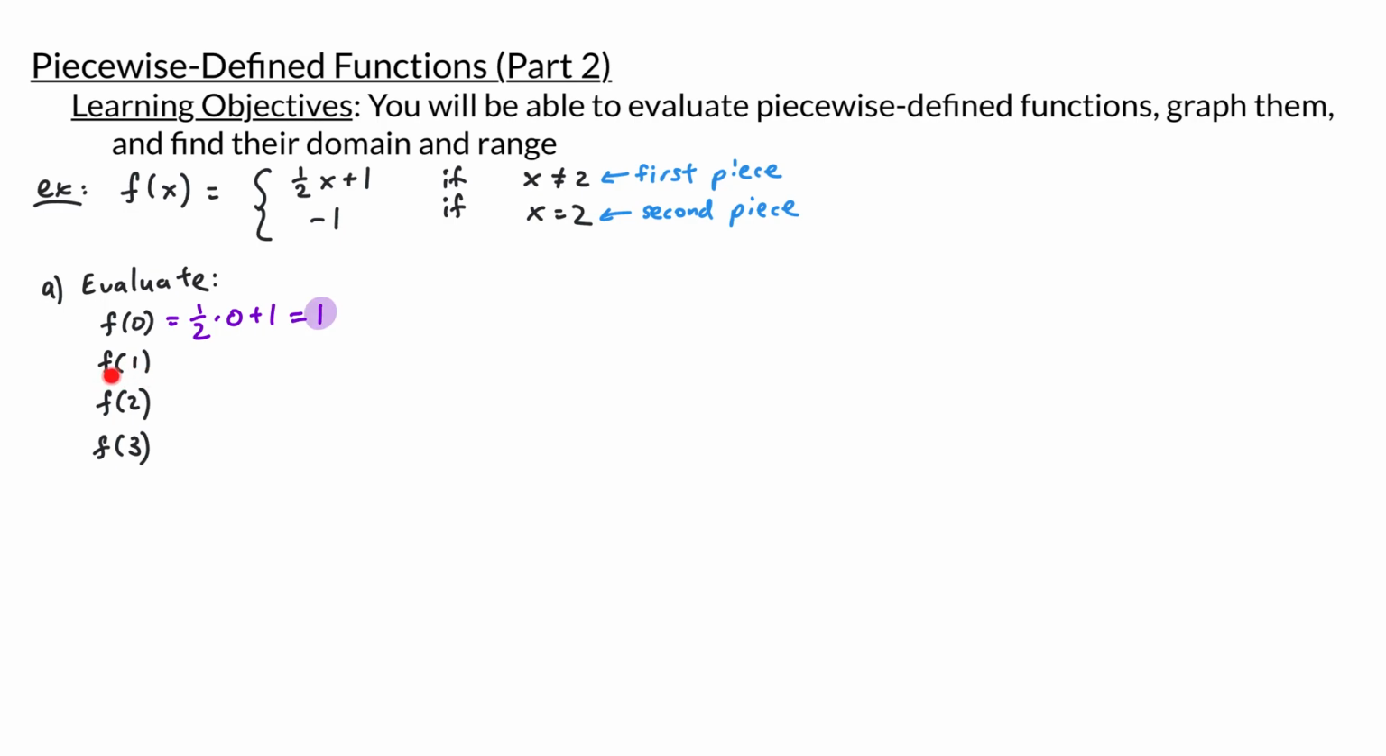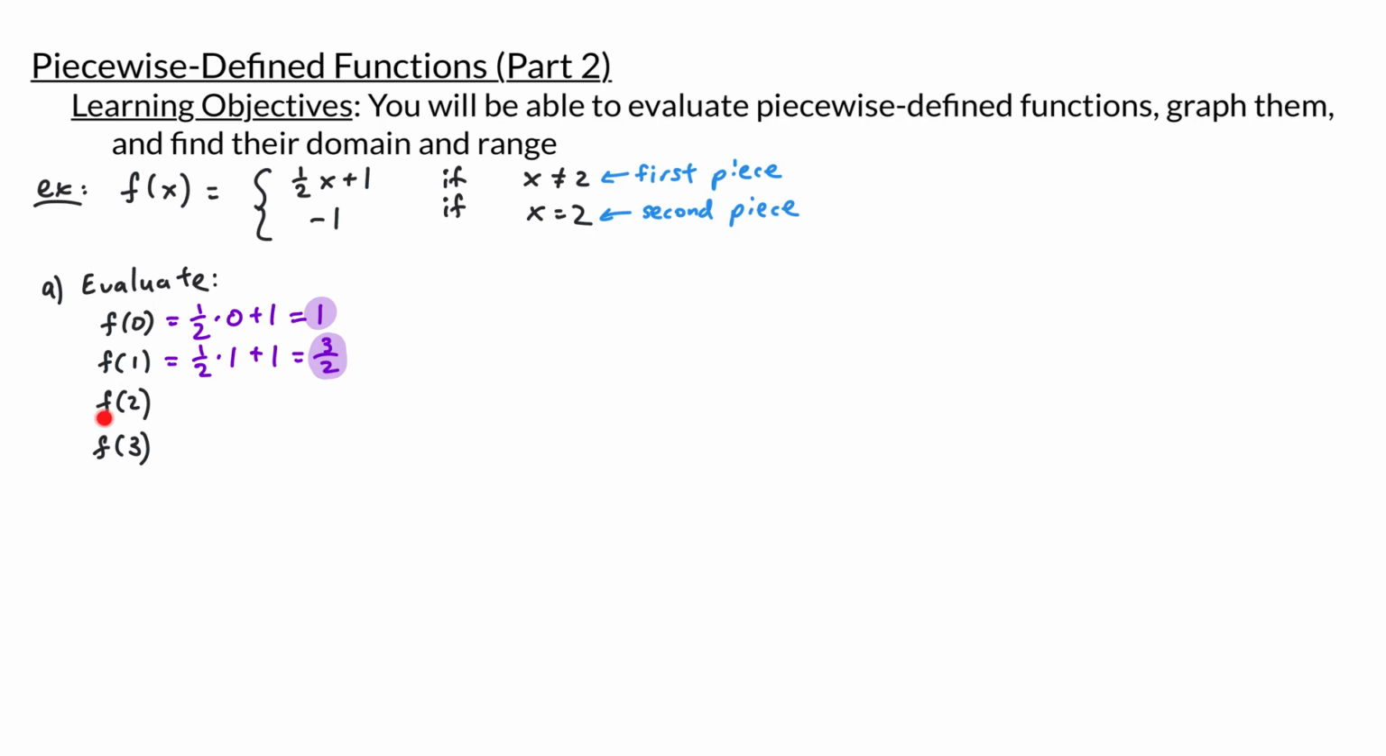To evaluate f of 1, we want to find the output when the input is 1. Again, we need to decide whether 1 is in the first piece or the second piece. Since 1 is not equal to 2, this is in the first piece, which means I would use the formula 1/2 x plus 1 to compute the output. So this is going to be 1/2 times 1 plus 1, which gives me 1.5 or 3/2.